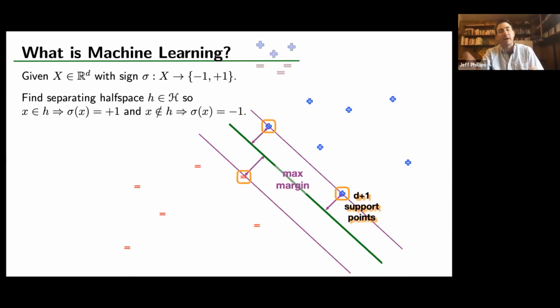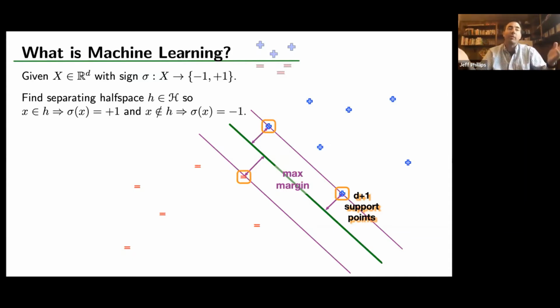Some nice things about this is that it's always sufficient to define this with only d plus 1 so-called support points. So in 2 dimensions here in this picture, there are 3 points. D is 2 and d plus 1 is 3, right? So there are 3 points that define this. And if I try to wiggle this anyway, it's only going to get smaller or cross over one of those 3 points.